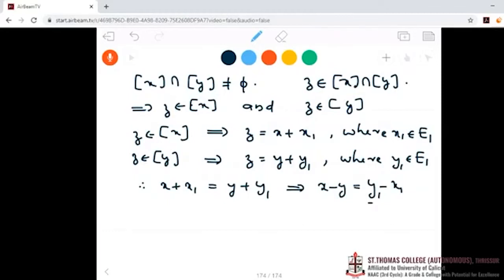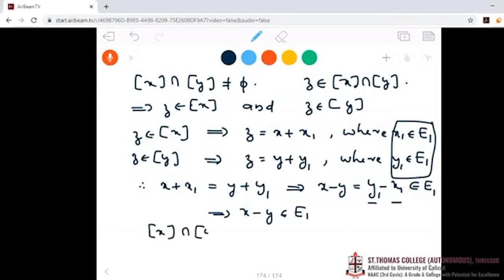But y1 and x1 are elements of E1. So y1 minus x1 is in E1 since E1 is a subspace, so it is closed under addition and scalar multiplication. So this means x minus y is an element of E1. So class x intersection class y not equal to phi implies x minus y is an element of E1.